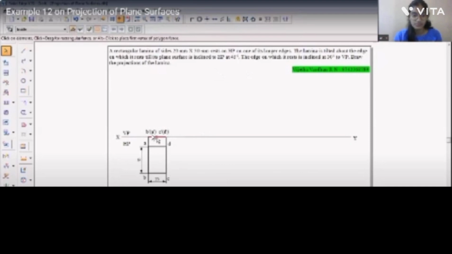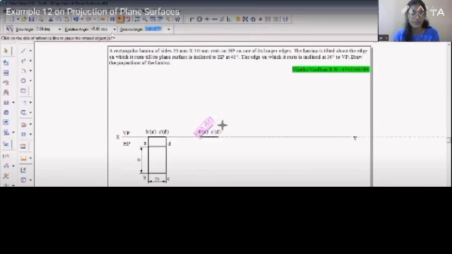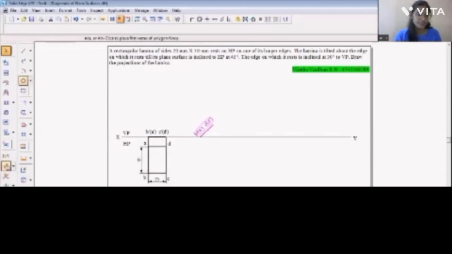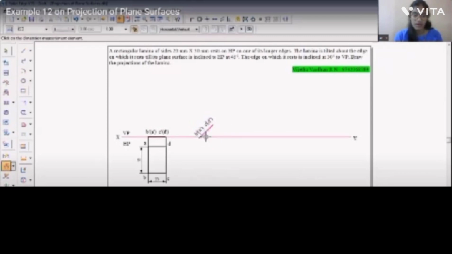Now, let us go to the second criteria, that is the surface is inclined to HP at 45 degrees. Let us select, copy and move, and rotate by giving the rotational axis 45 degrees. Now, let us measure the angle. It must be 45 degrees. Okay.